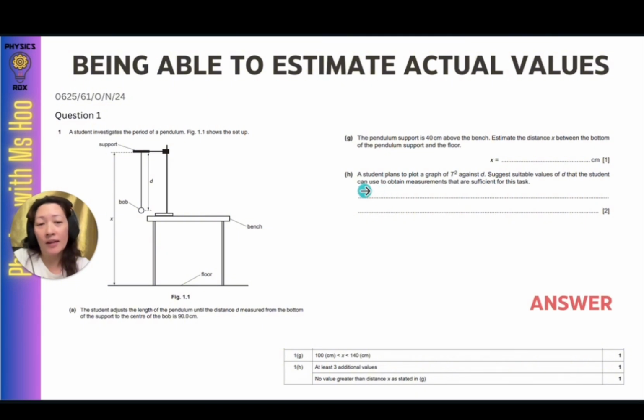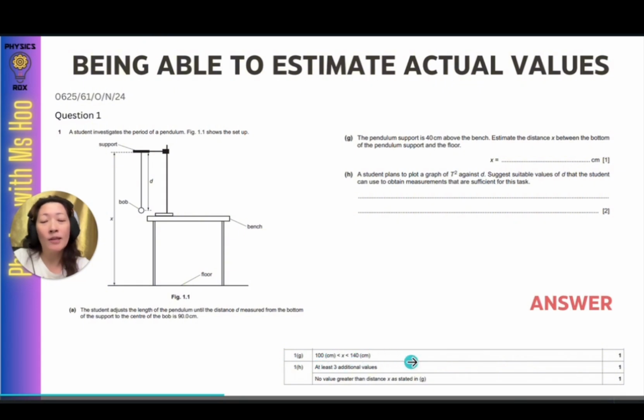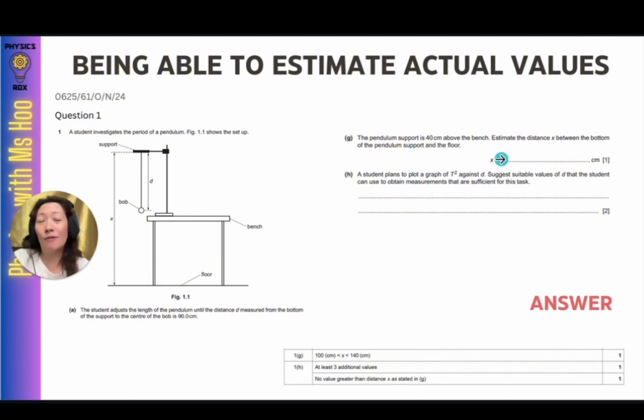Now, in addition, it also says that a student plans to plot a graph of t squared against d, and asks you to suggest suitable values of d that the student can use to obtain measurements that are sufficient for this task. There are no fixed values in this case. It is open-ended. They want you to write at least 3 additional values which are logical, and the value should not be greater than the distance of x that you have stated here in G, because obviously, if the value was greater than x, your pendulum cannot oscillate.